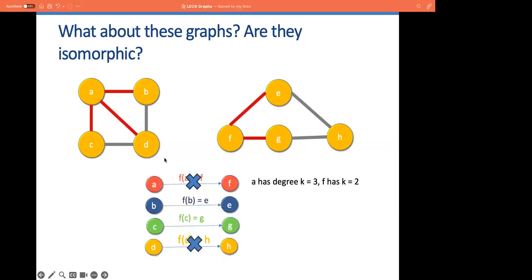So let's say we have a mapping from A to F, okay? And we can immediately see that there are 3 edges that are incident to A. And in F, there are only 2 edges that are incident with F. So we can then say that A has degree k equals 3 and F has only k equals 2. And this is also true for vertex D. D, which is mapped to H, has a degree k equals 3, but H has degree k equals 2.